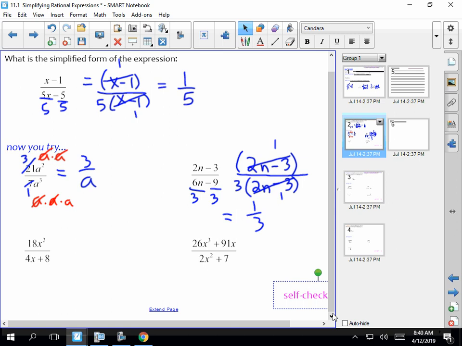Right, so we have 18x squared right here. And then on the bottom, I can factor something out of the bottom. Looks like I can take a 4 out. And to figure out what's left over, I divide each term by 4. So 4x divided by 4 gives me x, and 8 divided by 4 is 2.